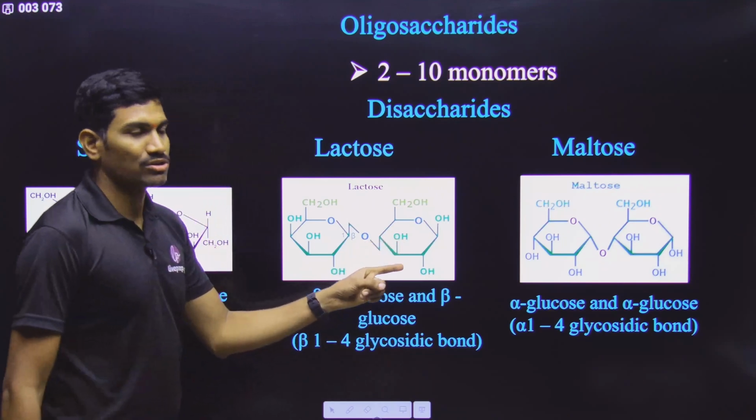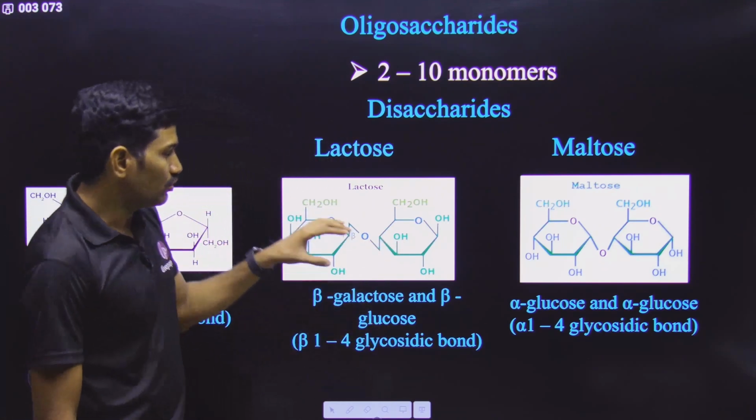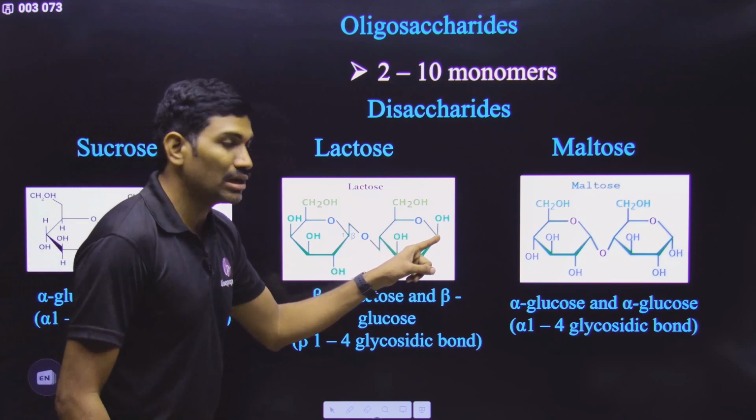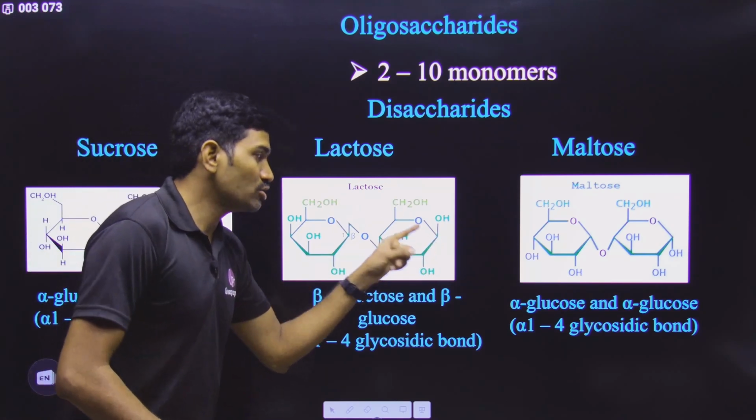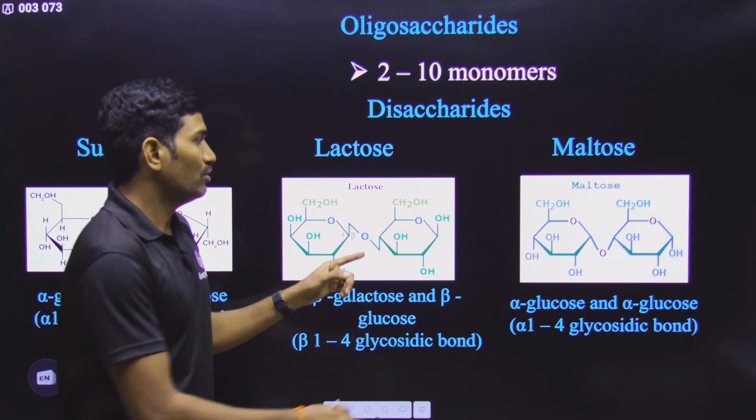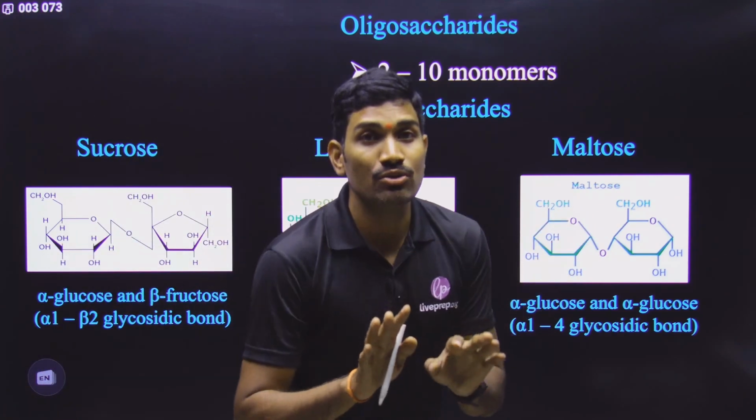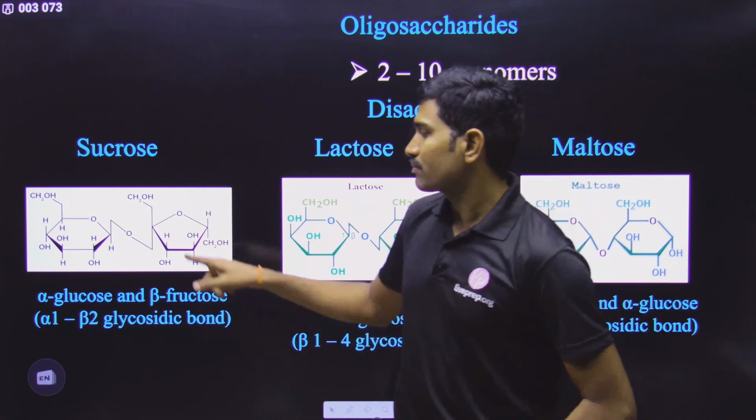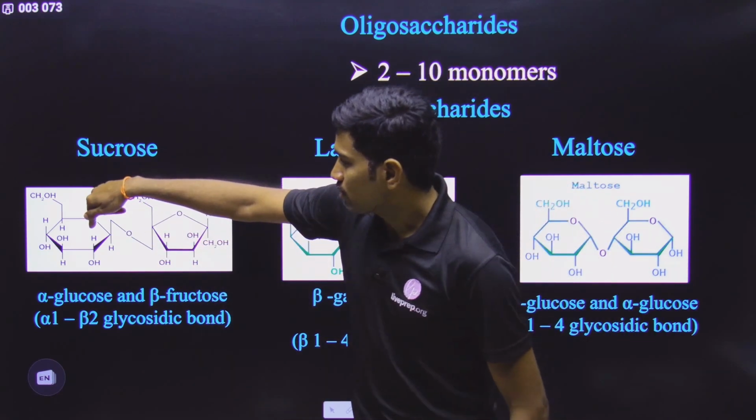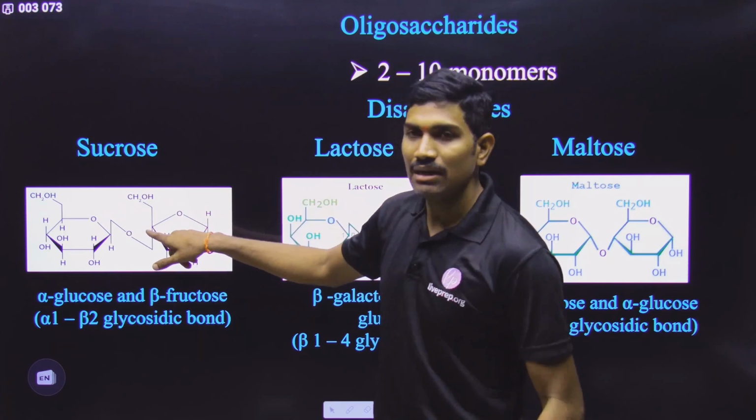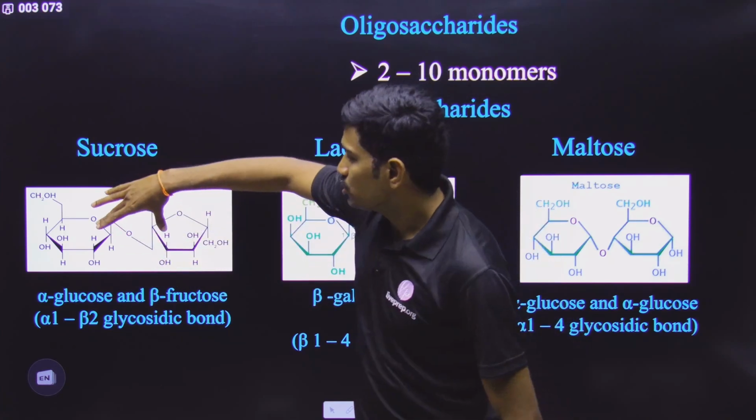Same concept here also. In the case of lactose also, here one carbonyl group is in bonding, but this carbonyl group is free. Since this carbonyl group is free, it is a reducing sugar. So lactose and maltose are reducing sugars because they have a free carbonyl carbon. But in this case, for glucose the carbonyl carbon is the first carbon. For fructose the carbonyl carbon is the second carbon. These two are in the bonding.